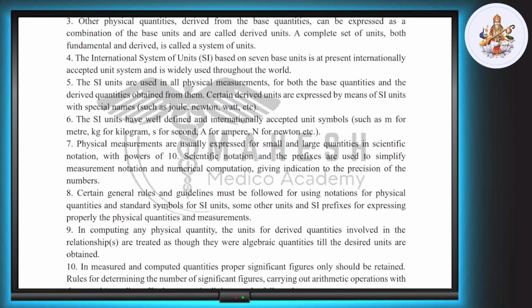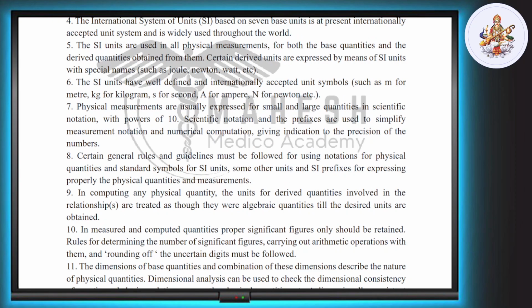7. Scientific notation and prefixes. In physics, we often deal with very large or very small numbers. To simplify notation, we use scientific notation which involves powers of 10. For example, instead of writing 0.00000001, we write it as 1 multiplied by 10 raised to the power of -7.